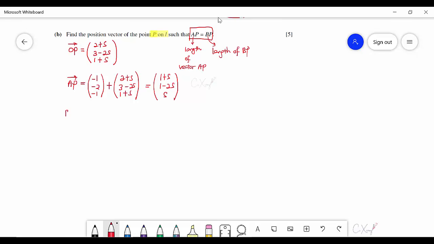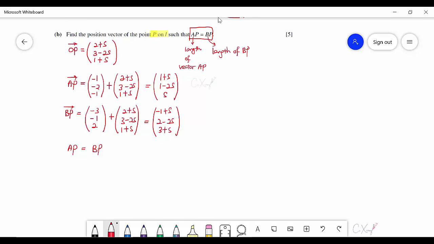Okay, and now we calculate the BP here. BP means BO plus OP. Again, BO will be -3, -1, and 2. Then plus OP is the same. Then you'll get -1 plus S, then 2 minus 2S, then 3 plus S. So you already get the vector of AP and also the vector of BP. Now, we want to get AP equals BP.